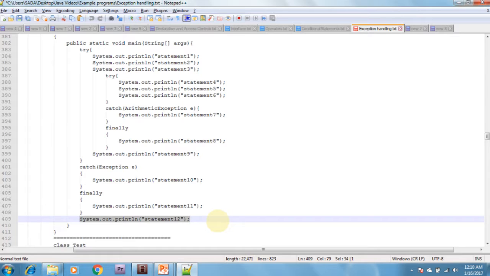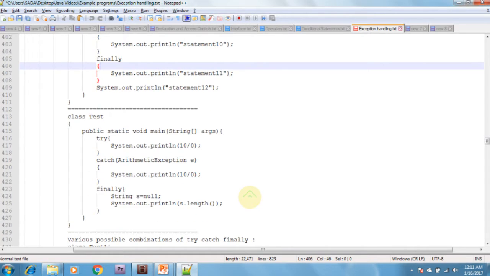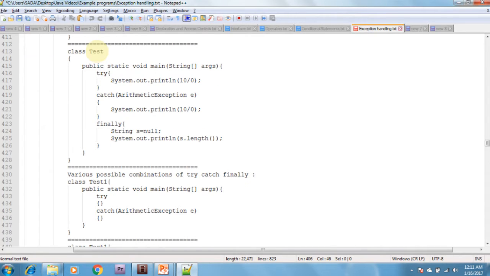If we are not entering into the try block, then the finally block won't be executed. Once we have entered into the try block, without executing the finally block we can't come out. Now I can show you one example here. I'm creating a class called Test. This is the try, this is the catch, and this is the finally block.